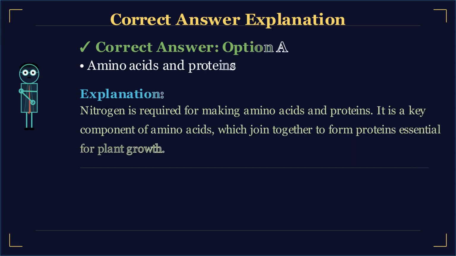Here's the explanation for the correct answer. Nitrogen is required for making amino acids and proteins. It is a key component of amino acids, which join together to form proteins essential for plant growth.